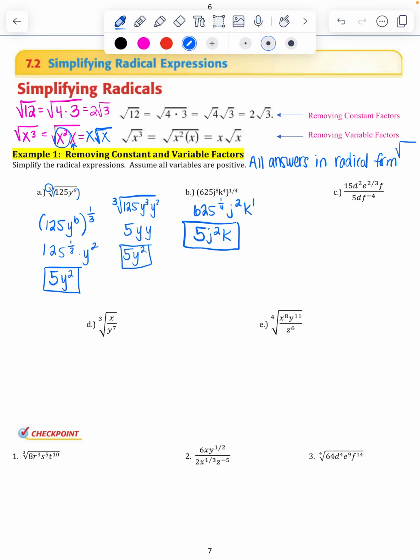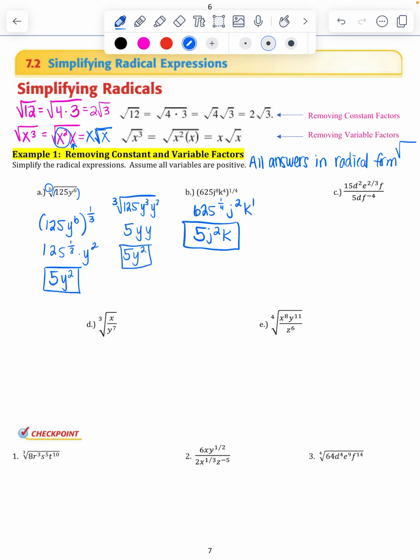Part C, we will have some radicals in our final answer. So we have a problem that's set up in fraction form. I see numbers, coefficients. I see variables with negative exponents, with fraction exponents, all sorts of different things that we've learned so far.